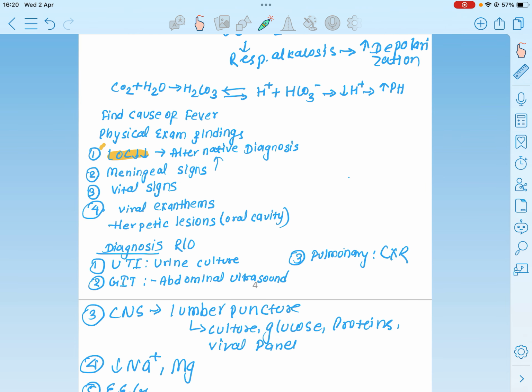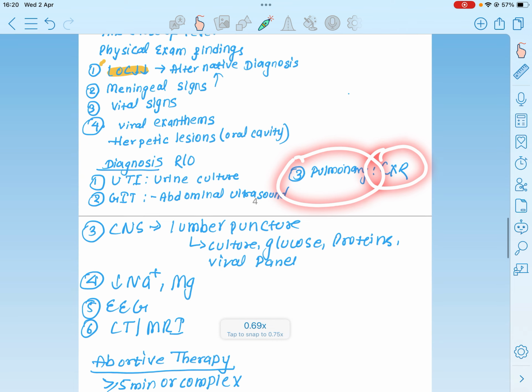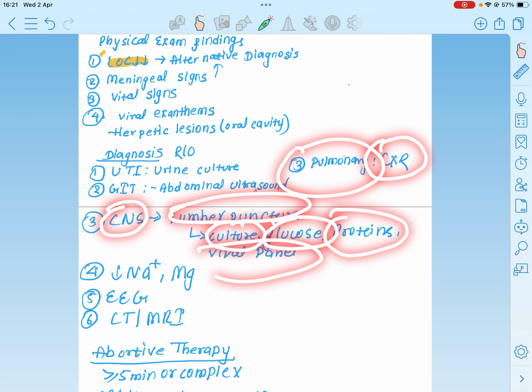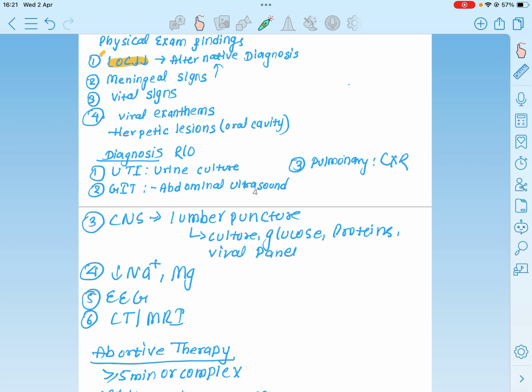And to rule out the diagnosis, we will do urine culture to rule out UTI, abdominal ultrasound to rule out the gastrointestinal cause, and chest X-ray to rule out the pulmonary cause, and to rule out the CNS cause, we will do lumbar puncture. In lumbar puncture, we will do culture, glucose, protein, and viral panel, and we will see whether there is decrease in level of sodium and magnesium or not, and we will do EEG, CT, and MRI.